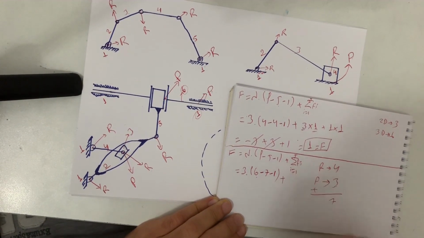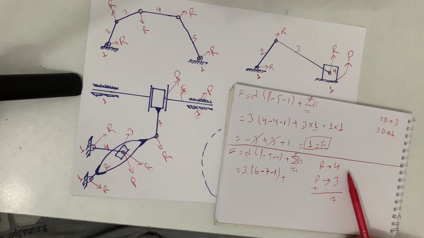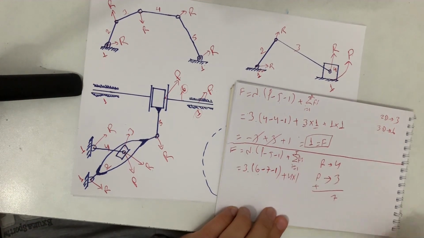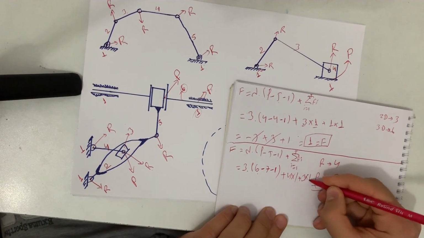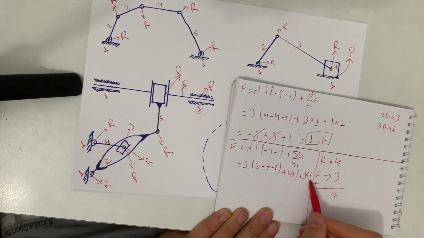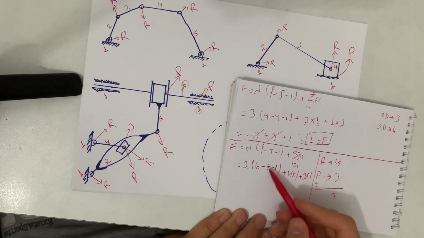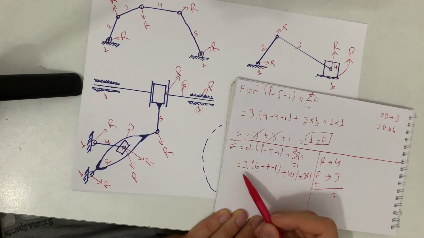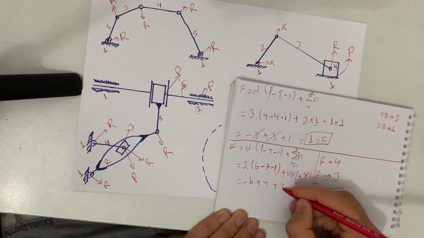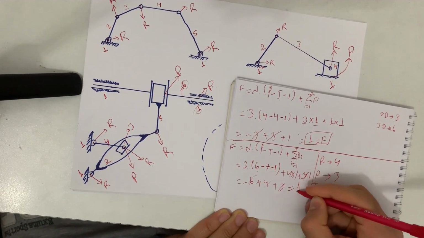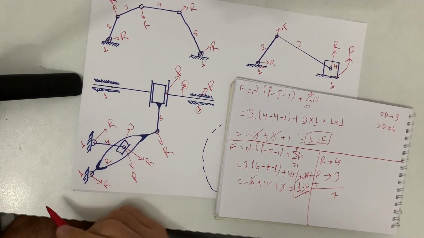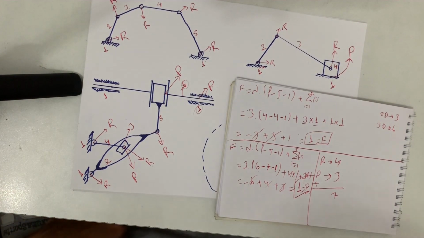We have -1 again. So we said we are going to use 1 for R joints. Also we are going to use 1 for P joints. So 4 times 1 plus 3 times 1. Let me separate this side. This is for the P prismatic joints. This is for the revolute joints. So over here -2 times 3, we got -6 plus 4 plus 3. So totally we got 1 for this mechanism. So this mechanism has 1 degree of freedom, guys.